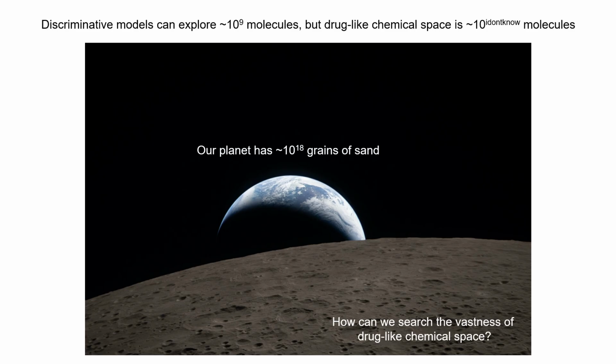So the question becomes, if a discriminative model can only look at 1 billion, but our sandbox is 10 to the something big, how do we search more of the vastness of this drug-like chemical space? And the answer is generative modeling, right? Design molecules that do something useful. Okay, that's not a new idea. Like this idea of designing molecules that do something useful is decades old.